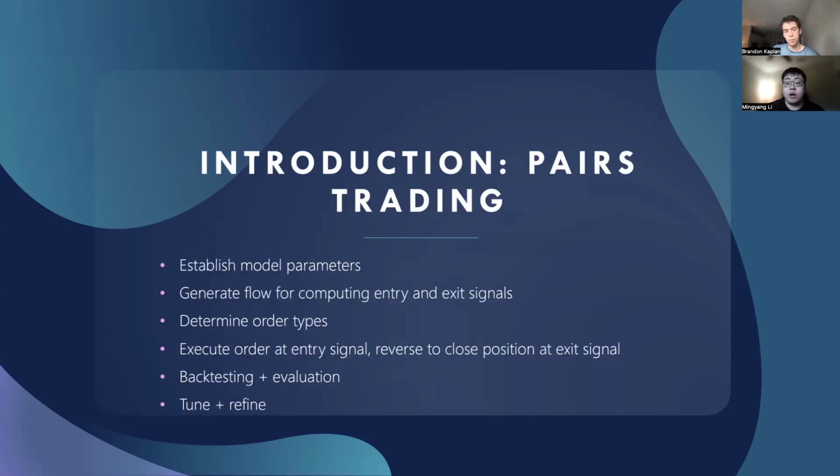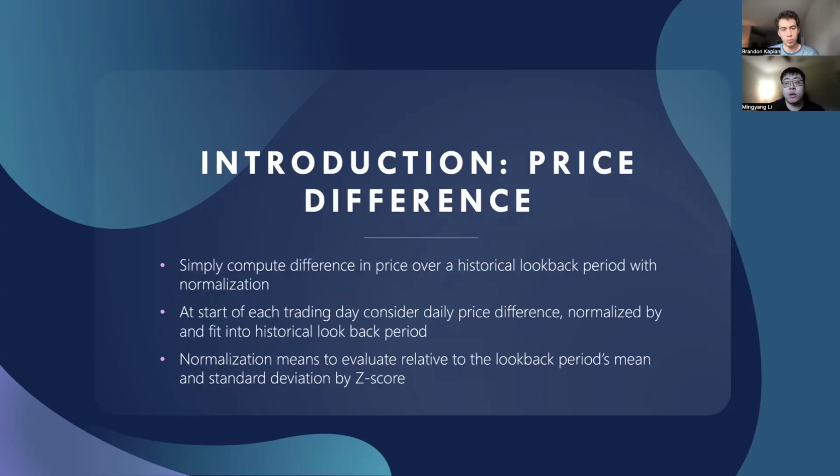And here is our first algorithm construction process. We first established the model parameters and made appropriate assumptions if applicable. Next, we generate entry and exit signals. After that, we did backtesting and evaluation for tuning and refining purposes. Specifically for the price difference, this algorithm simply computes the difference in price over a historical look-back period with normalization.